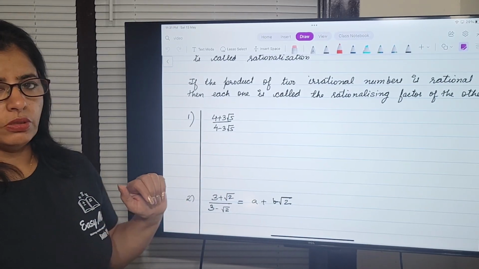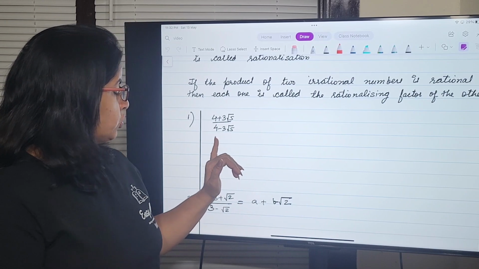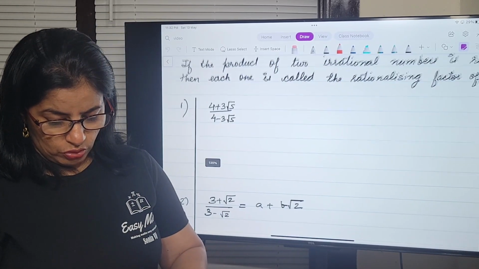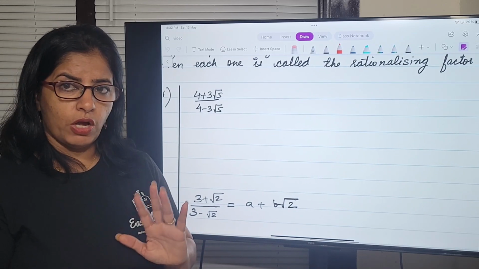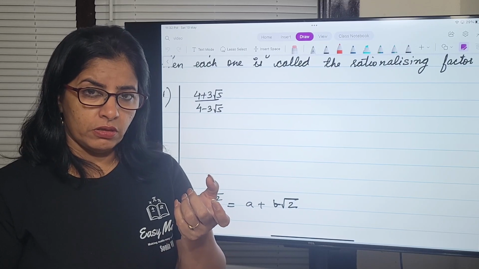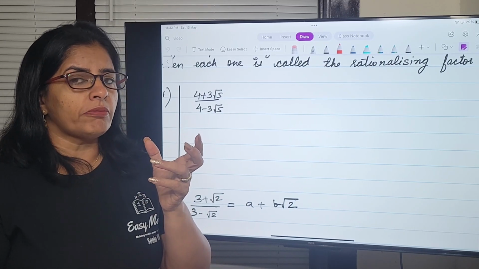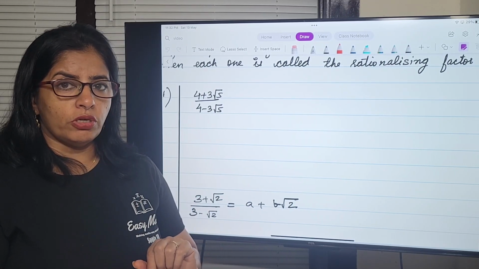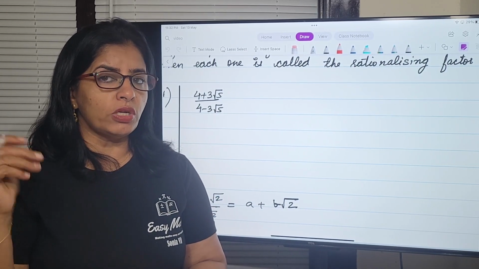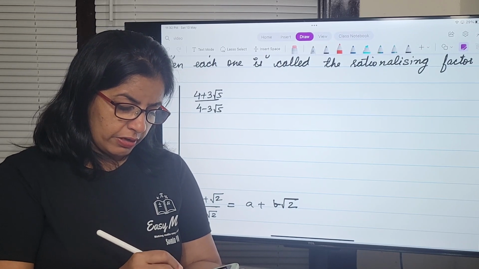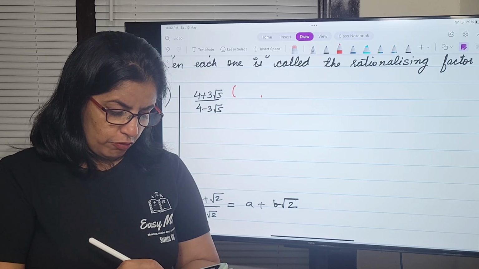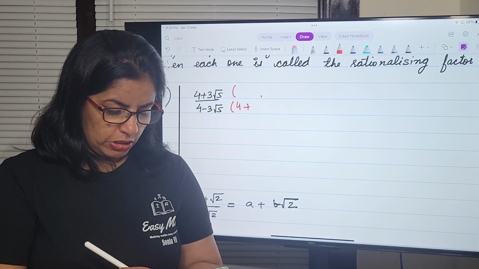This is our question. Now my aim is to change 4 minus 3 root 5 to a rational number. How do I do that? I have to choose a rationalizing factor. A rationalizing factor will be something that, when multiplied to the denominator, will make it a rational number. That means there will be no root in that. So usually our rationalizing factor is something like this: 4 plus 3 root 5.